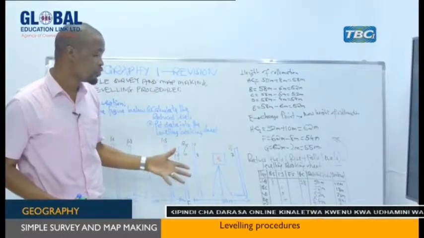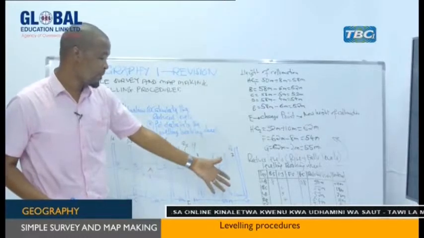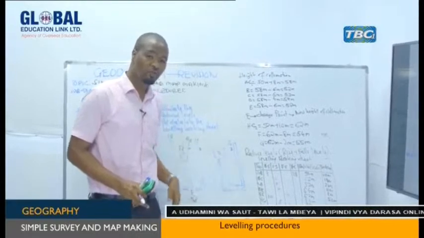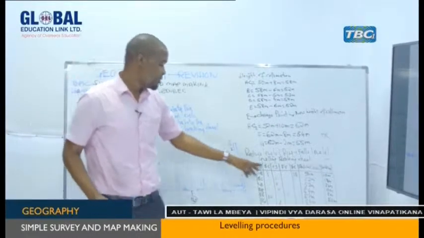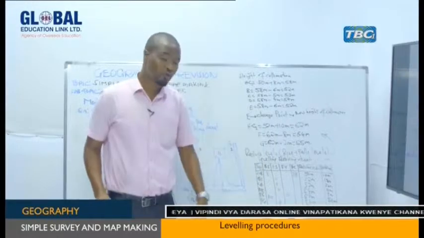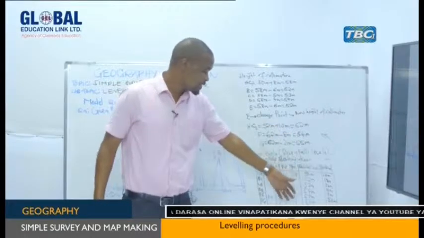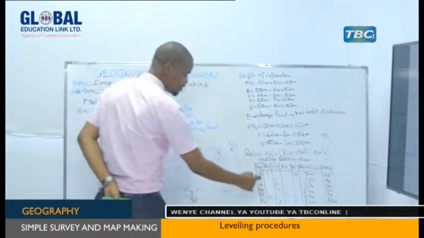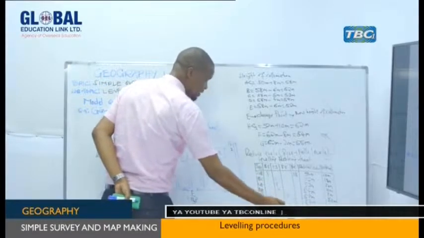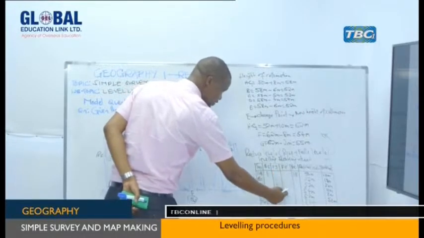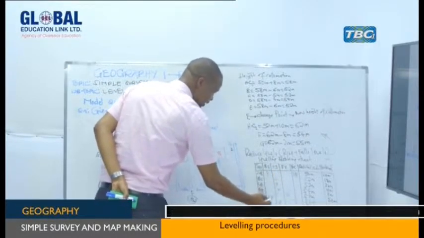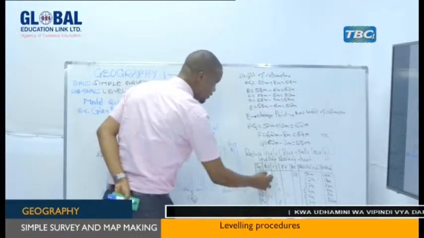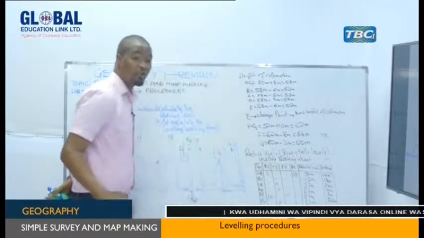If you want to prove that you have entered data correctly into your leveling booking sheet, the summation of backsight minus the summation of foresight should be equal to the last reduced level minus the first reduced level. Are we together? The summation of backsight, you take this one plus this one, minus the summation of foresight, this one plus this one. This one plus this one is 18. This one plus this one is 13. So 18 minus 13 gives you 5.